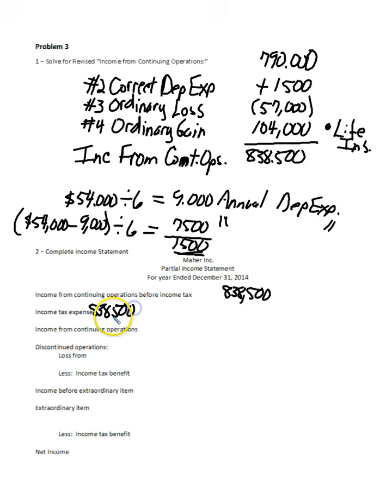$838,500. And subtract out that $104,000. And then in the narrative, it told us their normal tax rate is 30%. Okay, so we'll take their taxable income times 30%, and you should get $220,350. Okay, so income from continuing operations less that will give us net income from continuing operations, $618,150.